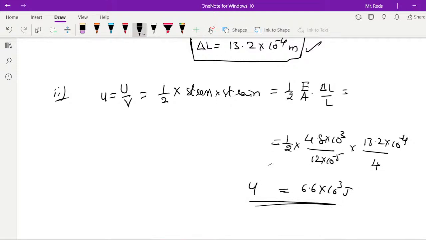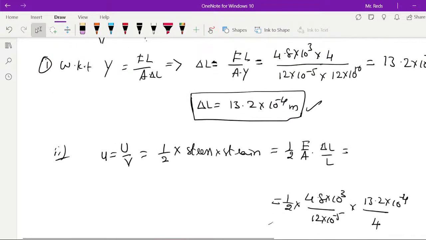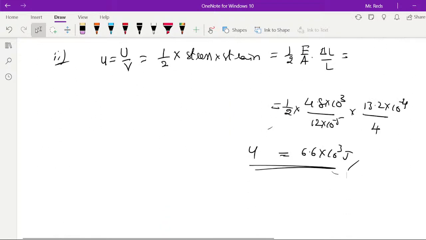I can say it as the total energy per meter cube is 6.6 × 10^3 joule. So this is how you have to work it out. Is it a direct simple numerical? Okay, but the conversion relations you have to take carefully. You have to take them carefully. Next, we'll see the next question.